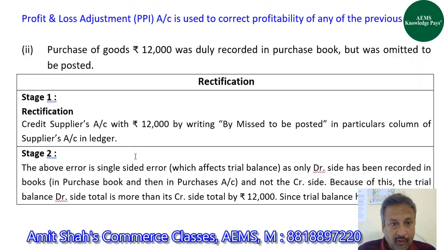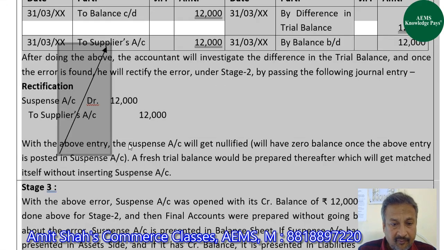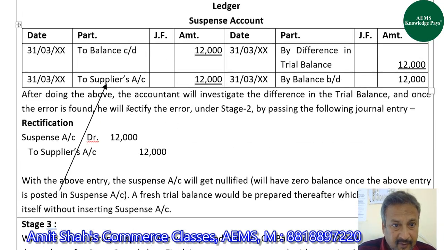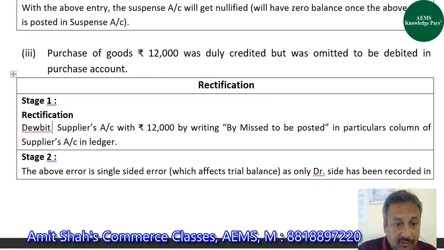So what we will do, almost everything would be the same as we saw in the previous error. In stage 1, we will debit which account?